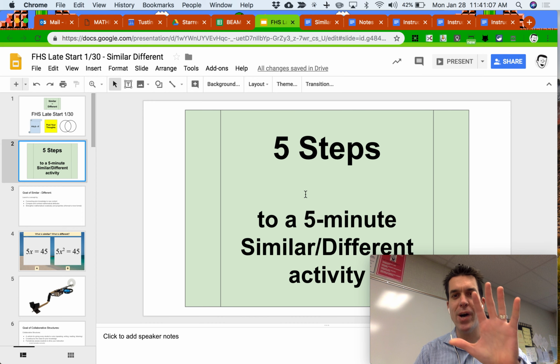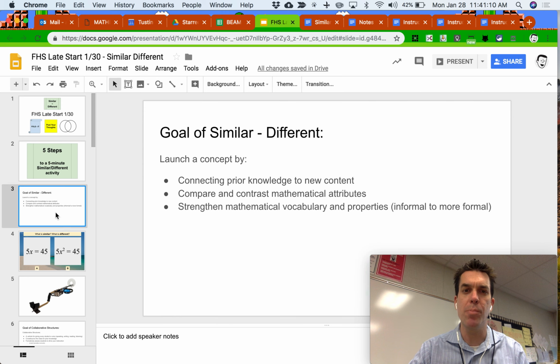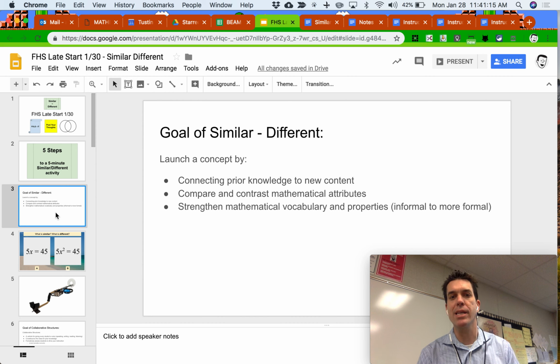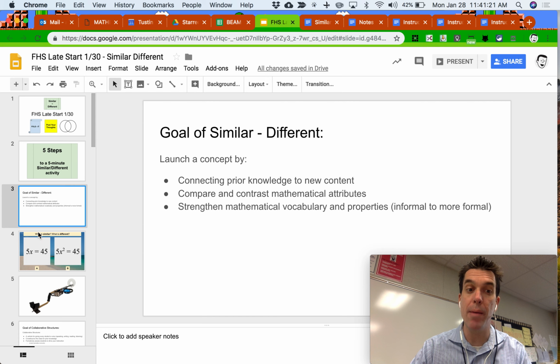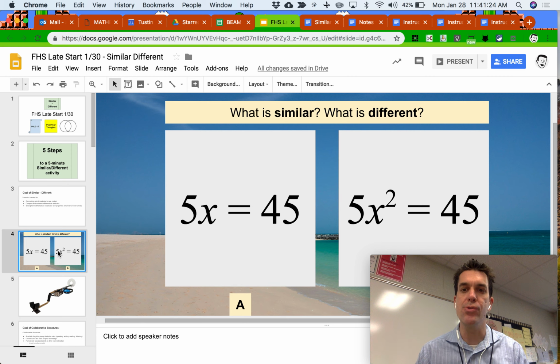I want to share with you 5 steps to a 5-minute similar different activity. Now, the purpose of using a similar different framework is to maybe launch a concept by connecting prior knowledge, comparing and contrasting mathematical ideas, and strengthening student mathematical vocabulary. Let's say I share and post or project these two equations up on the board and say what's similar between the two equations and what's different.